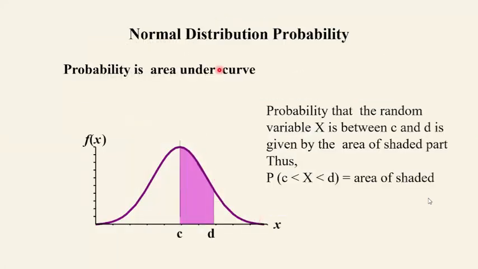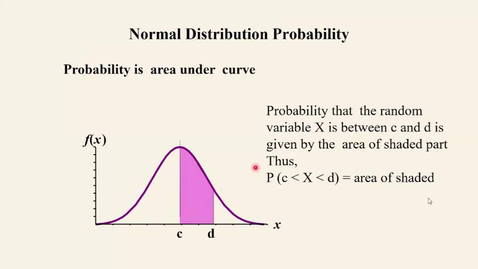For the normal distribution, the probability is the area under the curve. We already learned that we can calculate the probability as the area under the curve. So how can we define the probability that the random variable lies between C and D? The probability that C is less than or equal to X is less than or equal to D is this shaded area.